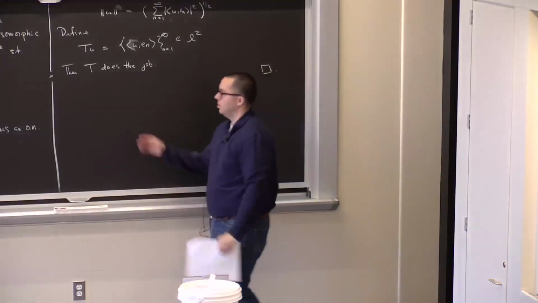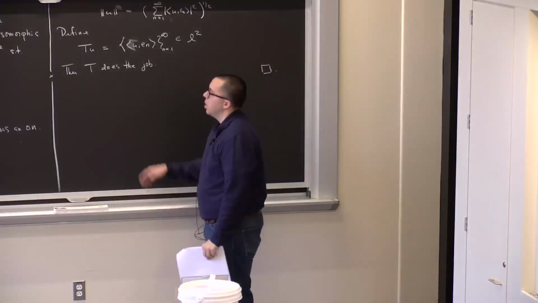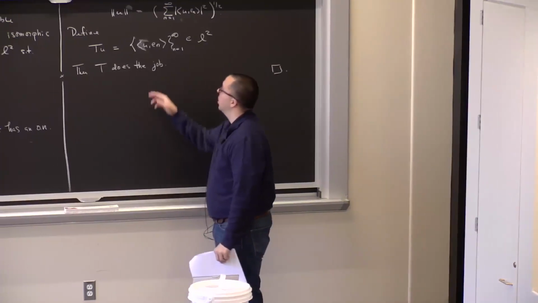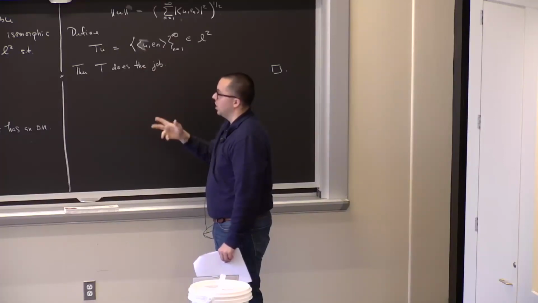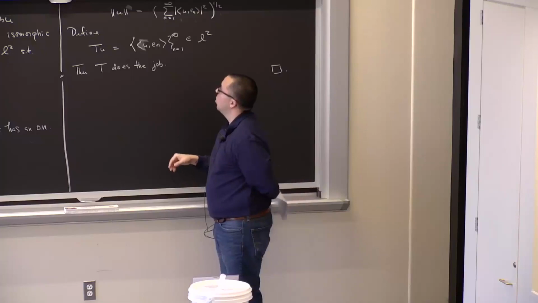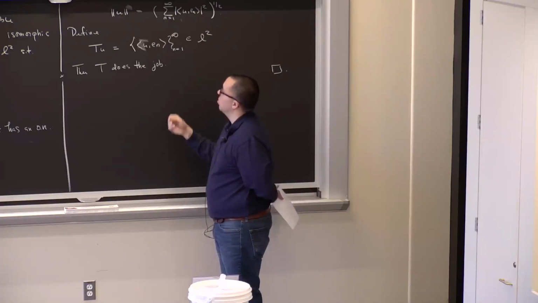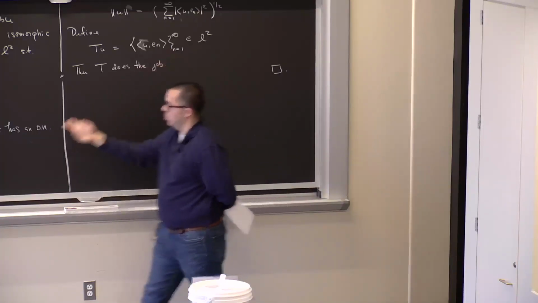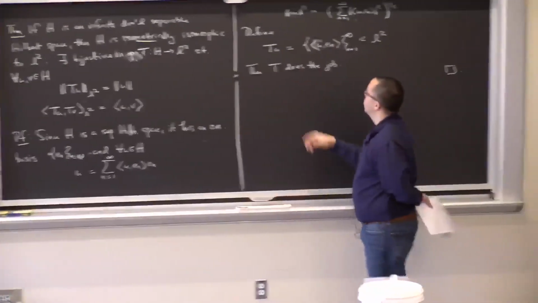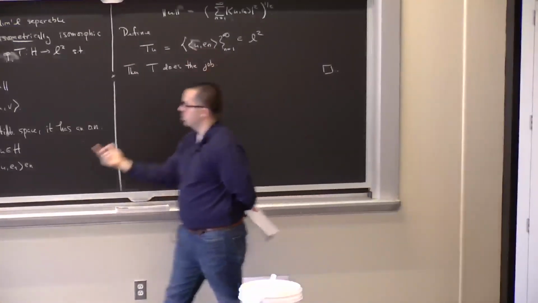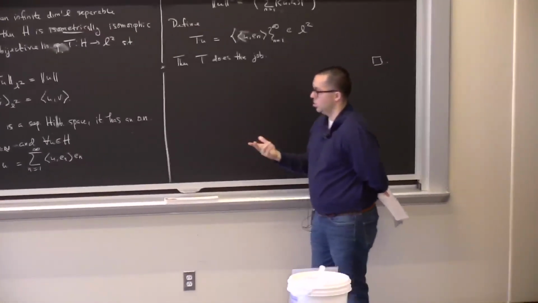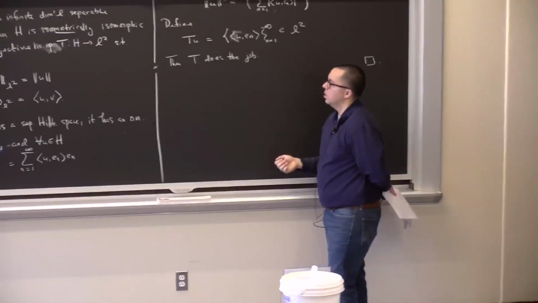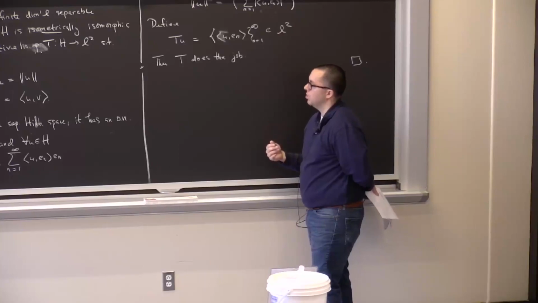So I didn't go through and check all the properties I needed to check. I mean, it's clear that it's going to be linear in U because these coefficients are linear in U. And that's clear. It's one-to-one. It sort of follows from the fact that every U is expanded this way. And therefore, if the coefficients are the same for two different U's, then those two U's have to be the same. So that makes it injective.